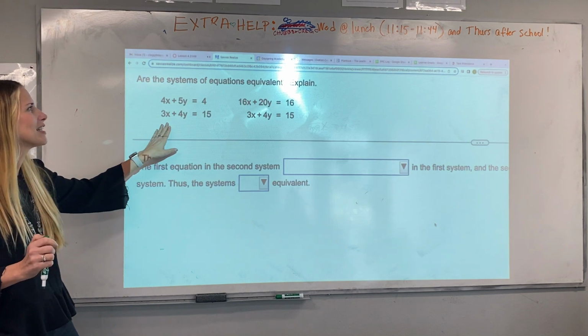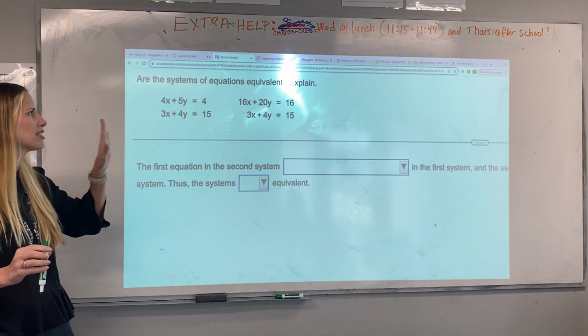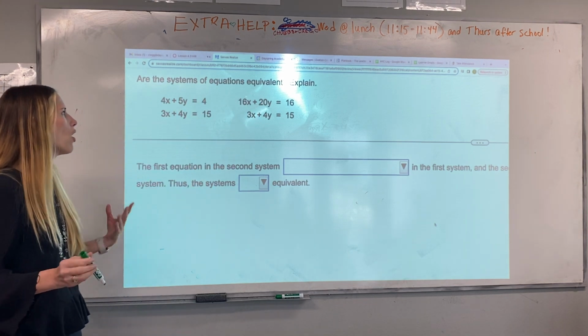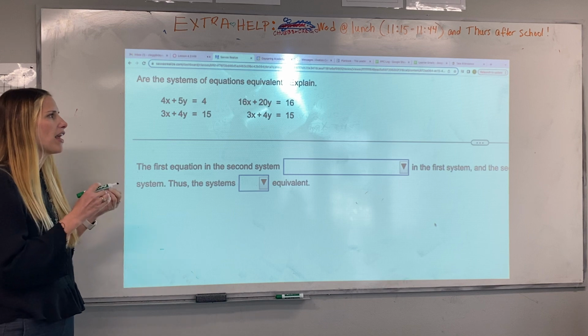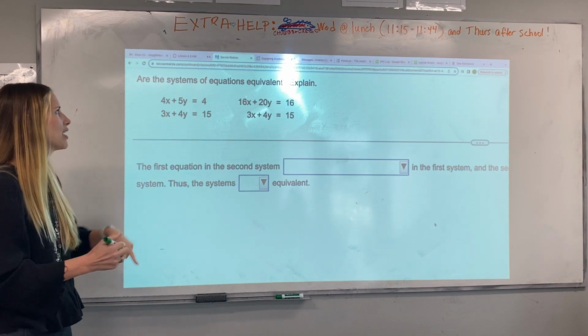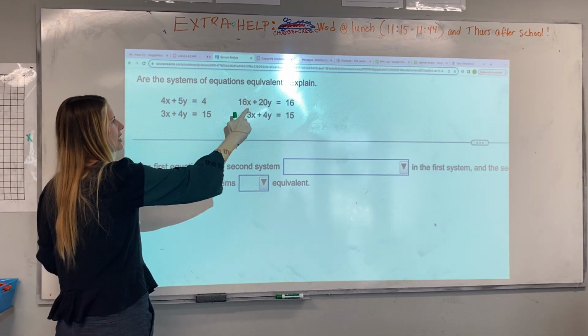Okay, listen. Is this system equivalent to this? All we're going to check is to see if they were multiplied by the same number to get each next term. What was 4x multiplied by to get 16x?